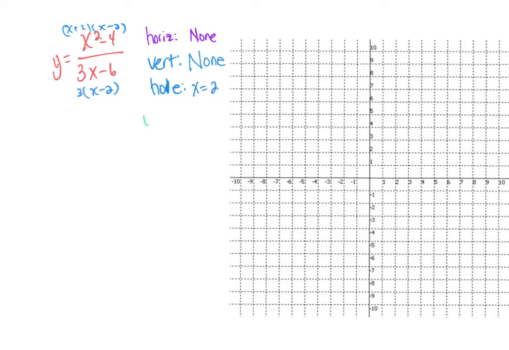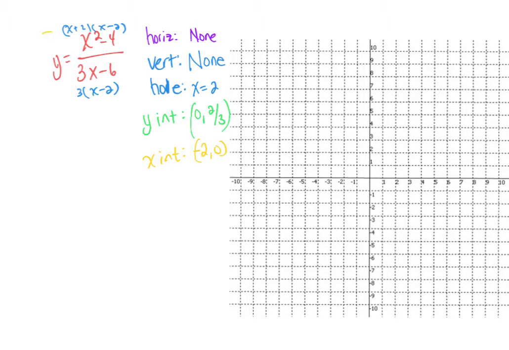Intercepts. So the y-intercept is when x is 0. So 0 minus 4 over 0 minus 6 is positive 2/3, right? So that's where it's going to cross the y-axis. The x-intercept is where the numerator is 0. Except one of the places where the numerator is 0 is a hole, correct? So the x minus 2 I can't consider as an intercept because that's where a hole happens. So I can only consider the x plus 2. So at the point (-2, 0), I will have an x-intercept.